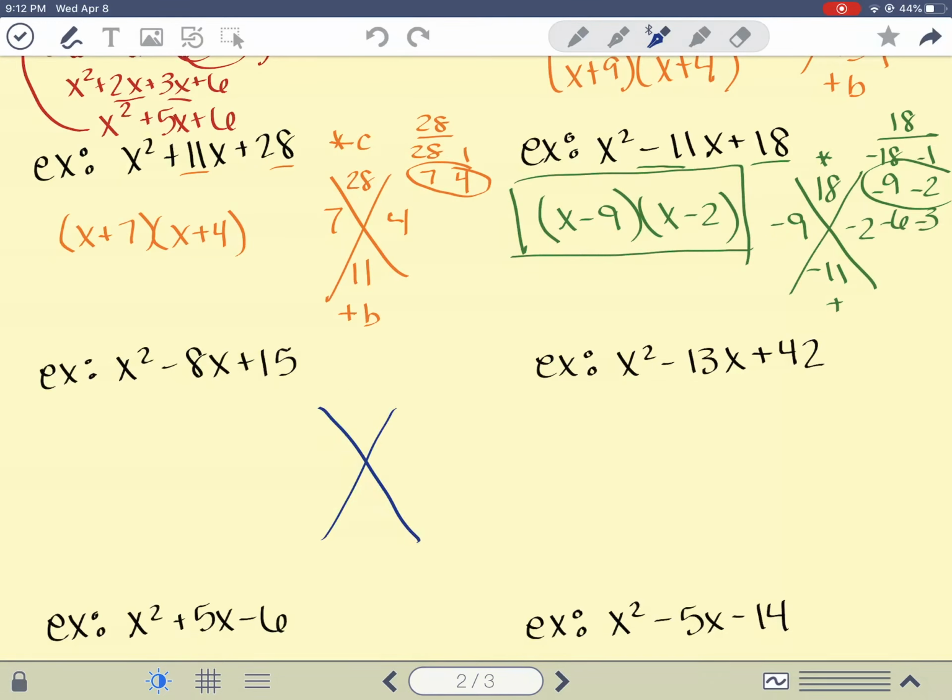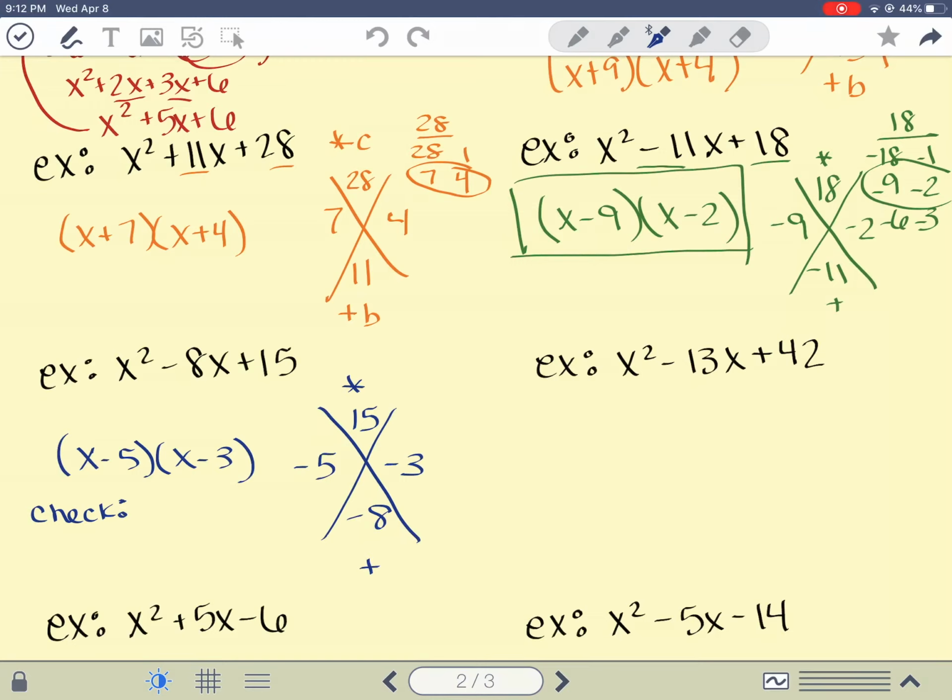Here we are multiplying to 15. Oh, I didn't mean to write that up there. Multiply to 15, and then adding to a negative 8. Again, multiplying to a positive, adding to a negative. That means both factors will be negative. So I'm trying to think of two factors of 15 that would add to 8, and that's 5 and 3. So I'm going to have a negative 5 and a negative 3. So I'd have the quantity of x minus 5 times the quantity of x minus 3, and then it is factored. Again, you can always check your answer.